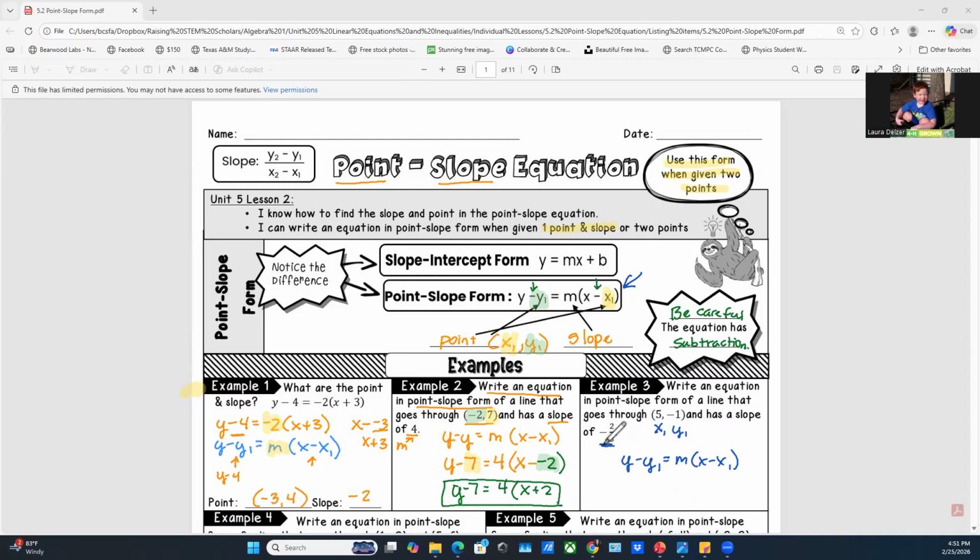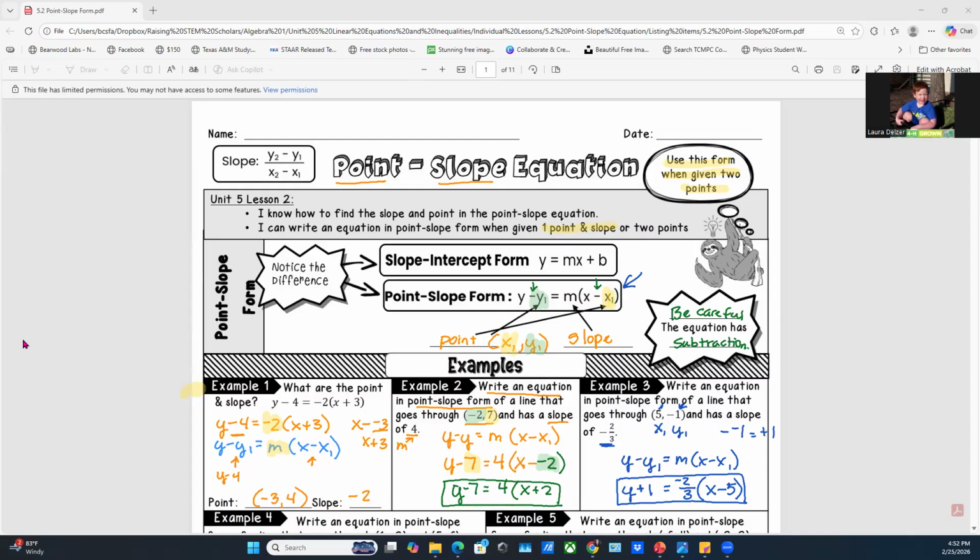I can plug in my slope, easy peasy. I'm just going to write down my negative 2/3. My x is x minus, and I see a 5 here, so I'm going to do x minus 5. And then y minus, well, this is minus a negative 1. So we know that when we subtract a negative, when we do a minus 1, we're really adding it, okay? So it's going to become y plus 1. And that is that equation in point slope form.